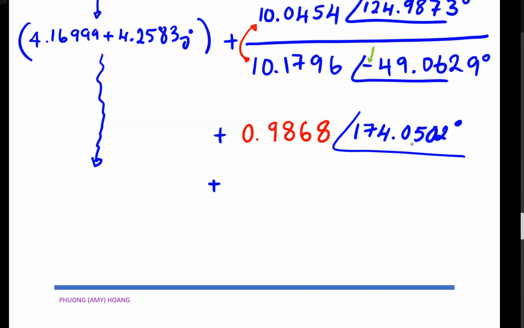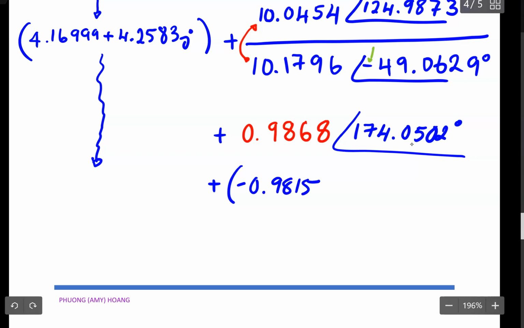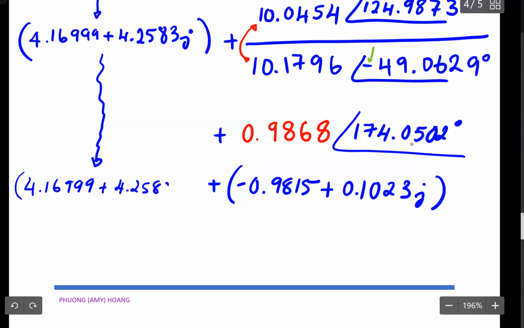When I convert to rectangular form, I end up with negative 0.9815 add that with 0.1023J. Now I am going to add that with this complex number in rectangular form as well. If I collect like terms, then my answer will be 3.1885 plus 4.3606J.